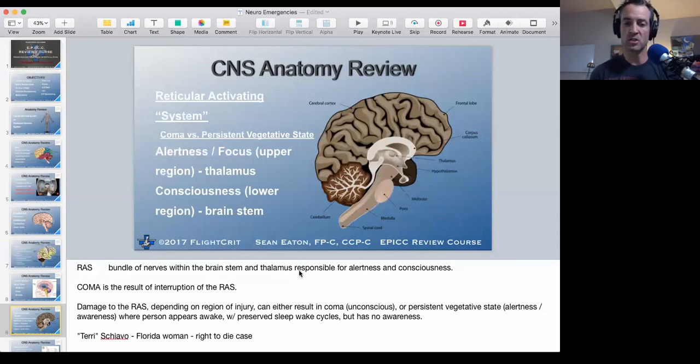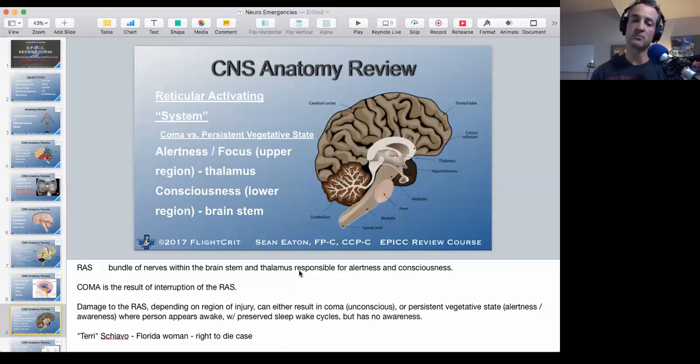Okay, so let's talk about this in a little more detail for a second. Depending on the region, you can have unconsciousness, or you can have alertness but no awareness. That's the persistent vegetative state that you will sometimes hear referred to.